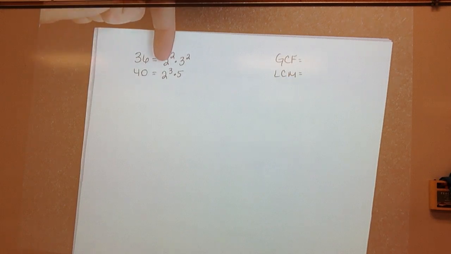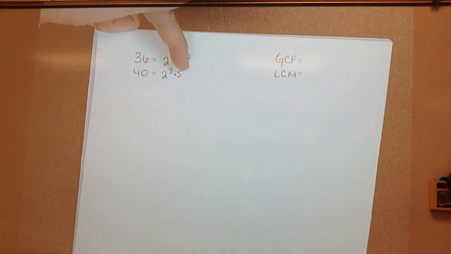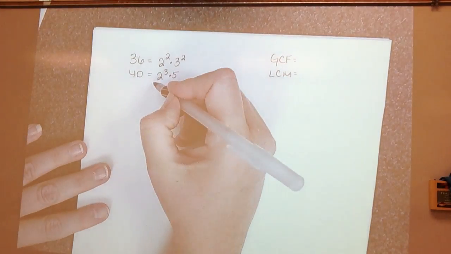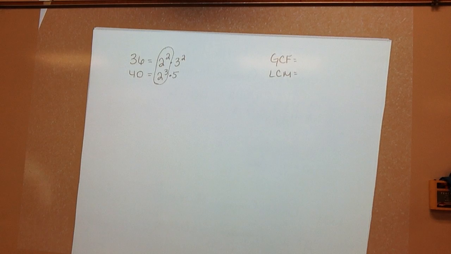I'm going to look at this. I have 2 and I have 3 here. I have 2 and I have 5 here. The only thing they have in common is the base 2. So I'm going to pull out what they have in common here. I know they're not the same exponent, but they're the same base.